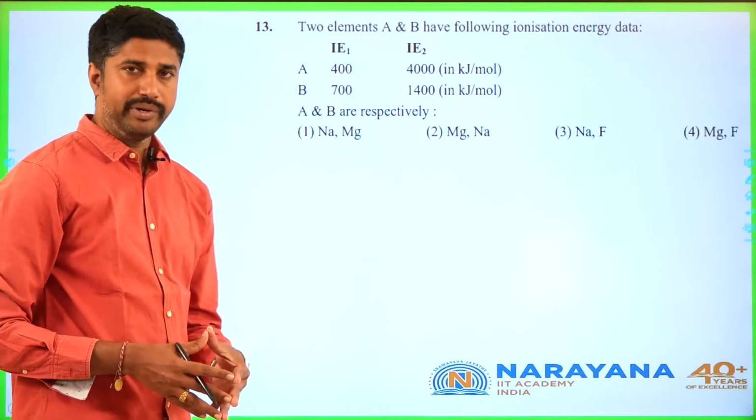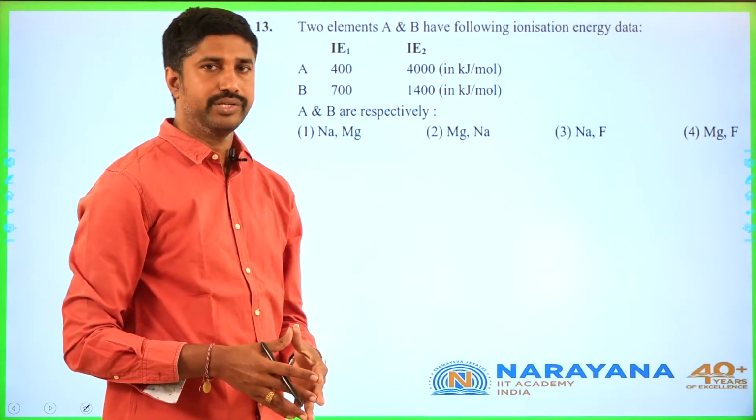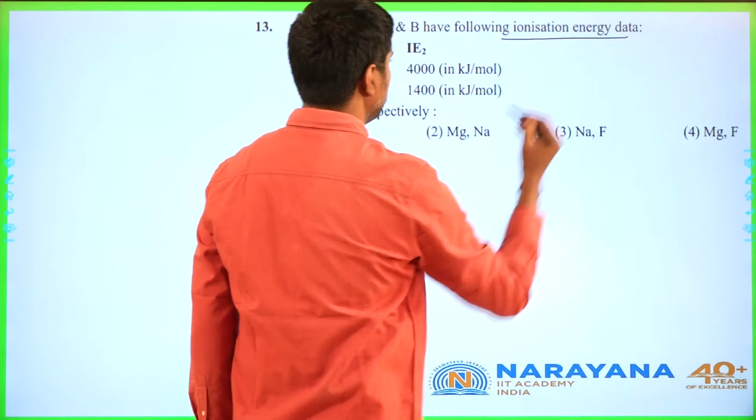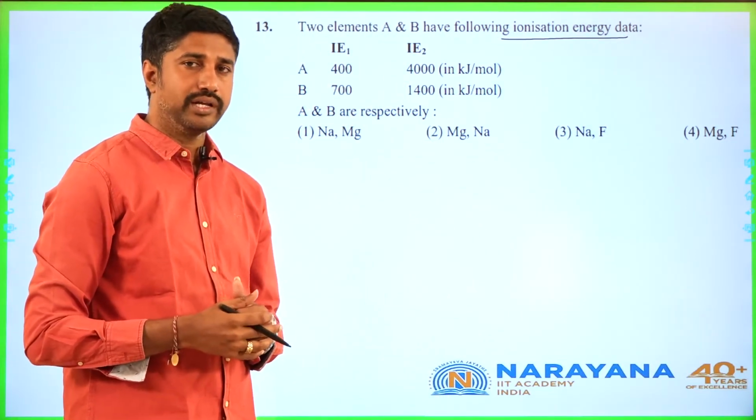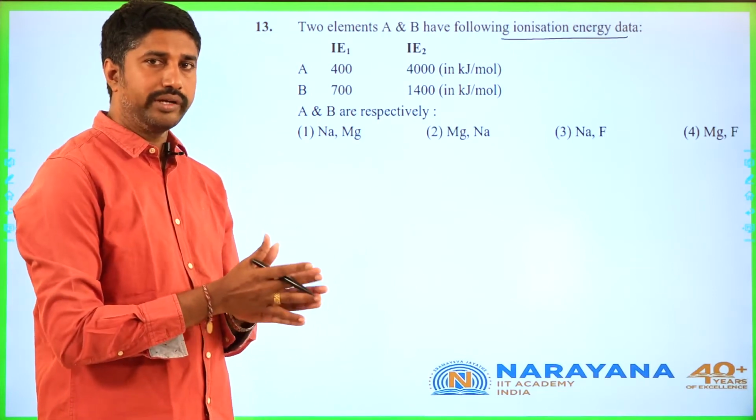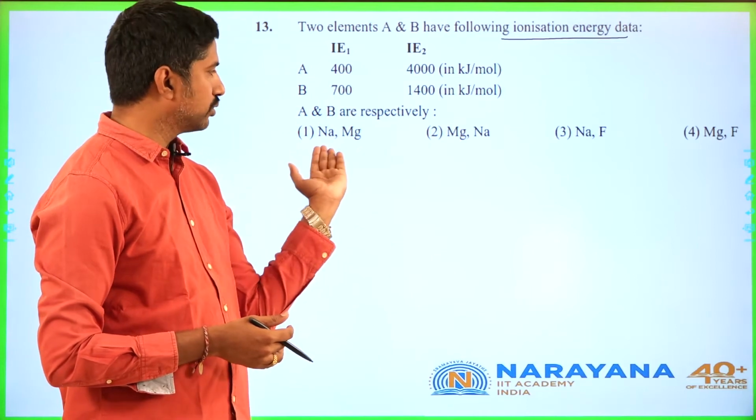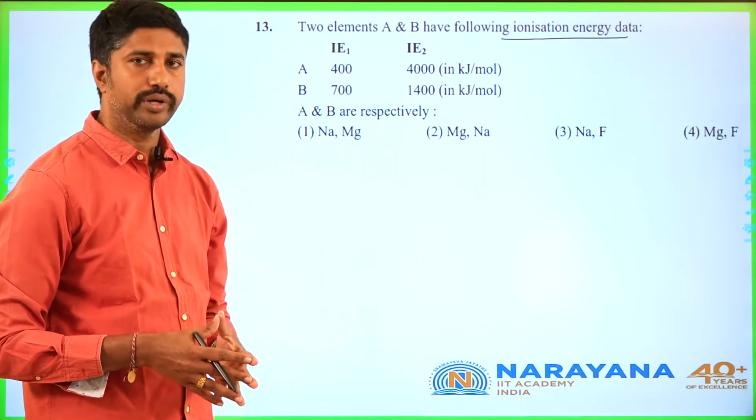They gave two elements, and the IE1 and IE2 data were mentioned. As two ionization potential data were mentioned here, we have to identify which of the given pairs this ionization potential data actually belongs to. The combinations given are sodium magnesium, magnesium sodium, sodium fluorine, and magnesium fluorine.